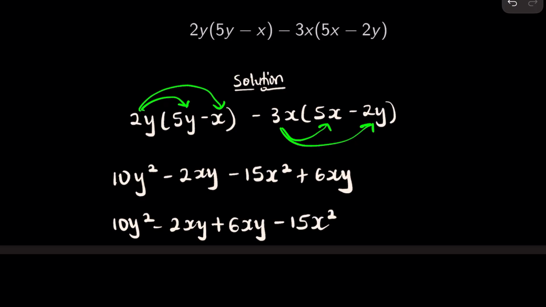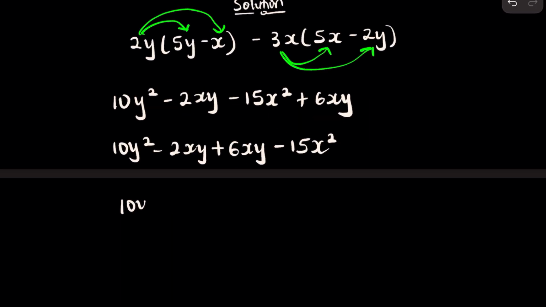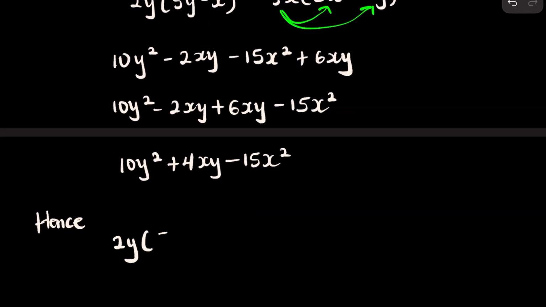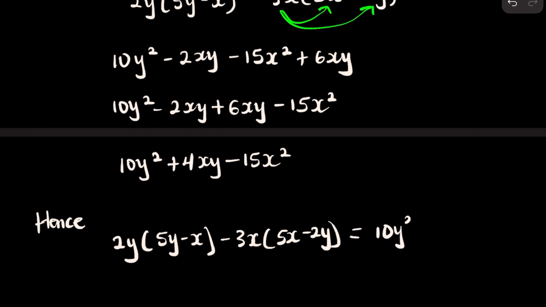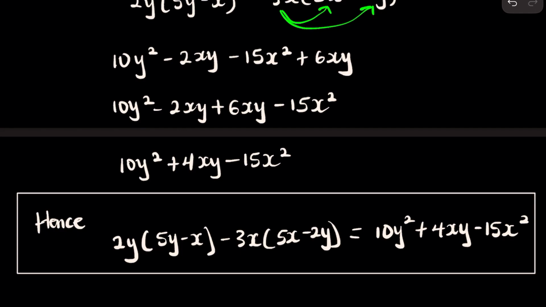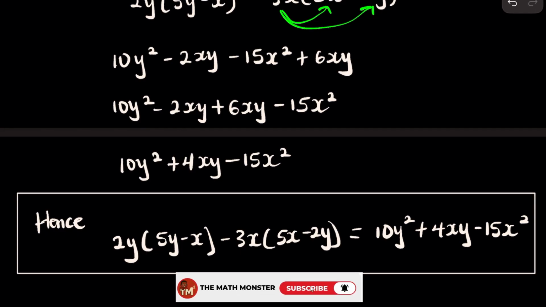Then we can now add these like terms. Thus we have 10y squared. Now minus 2 plus 6 is going to be plus 4, so we have 4xy, then minus 15x squared. Hence 2y(5y - x) - 3x(5x - 2y) is equal to 10y squared plus 4xy minus 15x squared. This is our solution to question number 1.